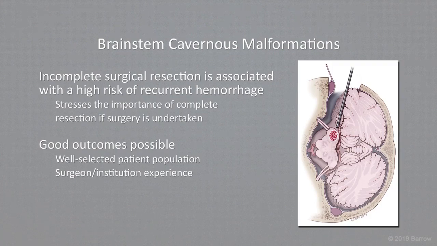When deciding to operate on a deep or brainstem cavernous malformation, it is important to recall that incomplete surgical resection is associated with a high risk of recurrent hemorrhage. This highlights the importance of a complete surgical resection if surgery is undertaken, as you do not want to subject the patient to a risk of surgery if you are unable to fully resect the lesion and therefore remove the risk of recurrent hemorrhage. While these lesions are difficult to treat, good outcomes are possible in a well-selected patient population and at an institution where there is significant experience with treating these difficult lesions.